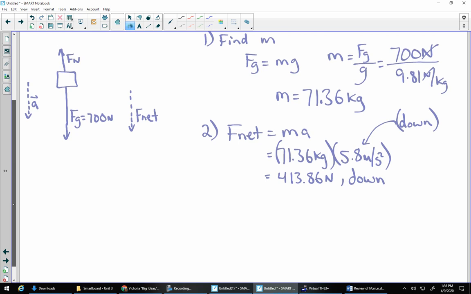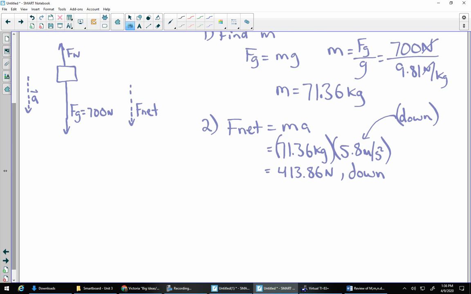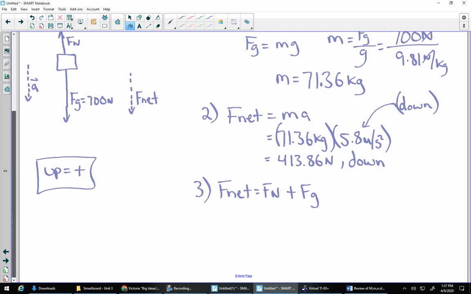Cool. My third and final step is dealing with that other formula we keep coming back to. The net force is the sum of all the forces. So that's going to be my normal force plus my force of gravity, keeping in mind that my net force and my force of gravity are downwards, and we should probably set a convention. So let's say up is positive. We'll use our regular standard direction conventions. Cool. So I'm looking for my normal force, Fn.